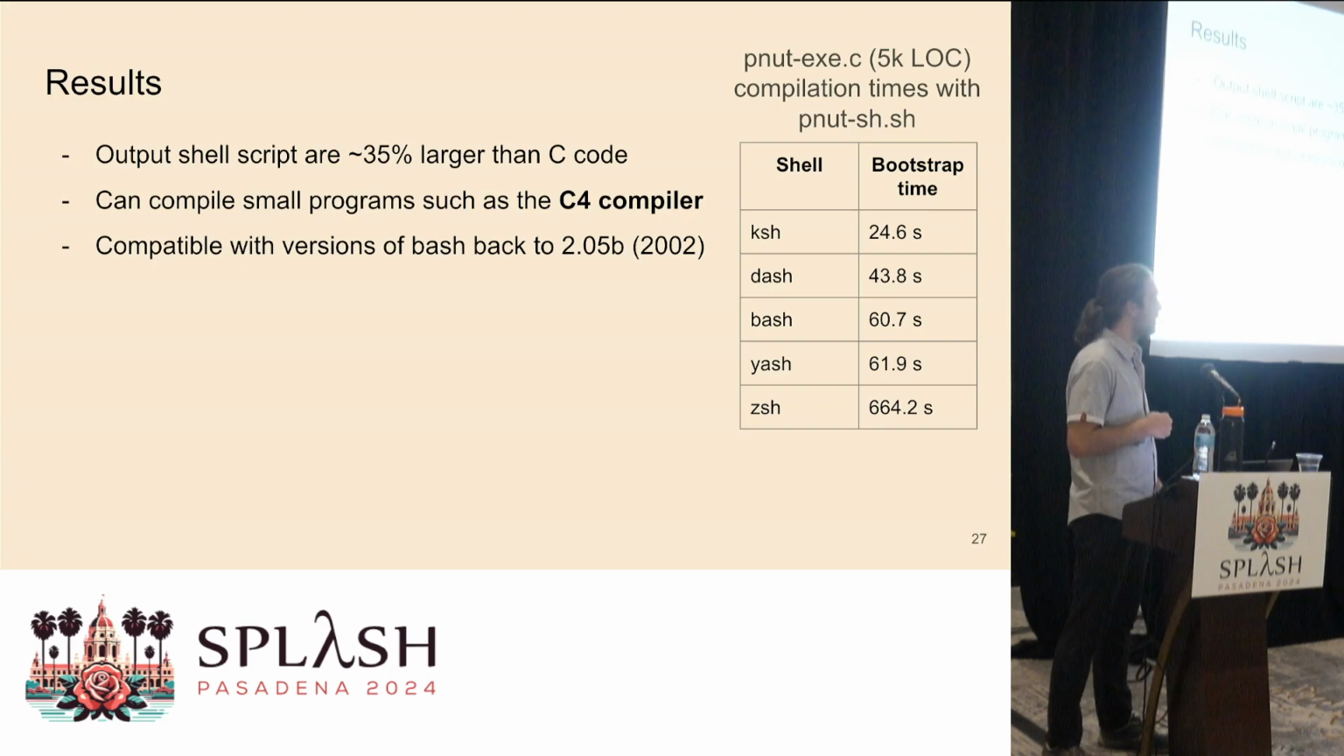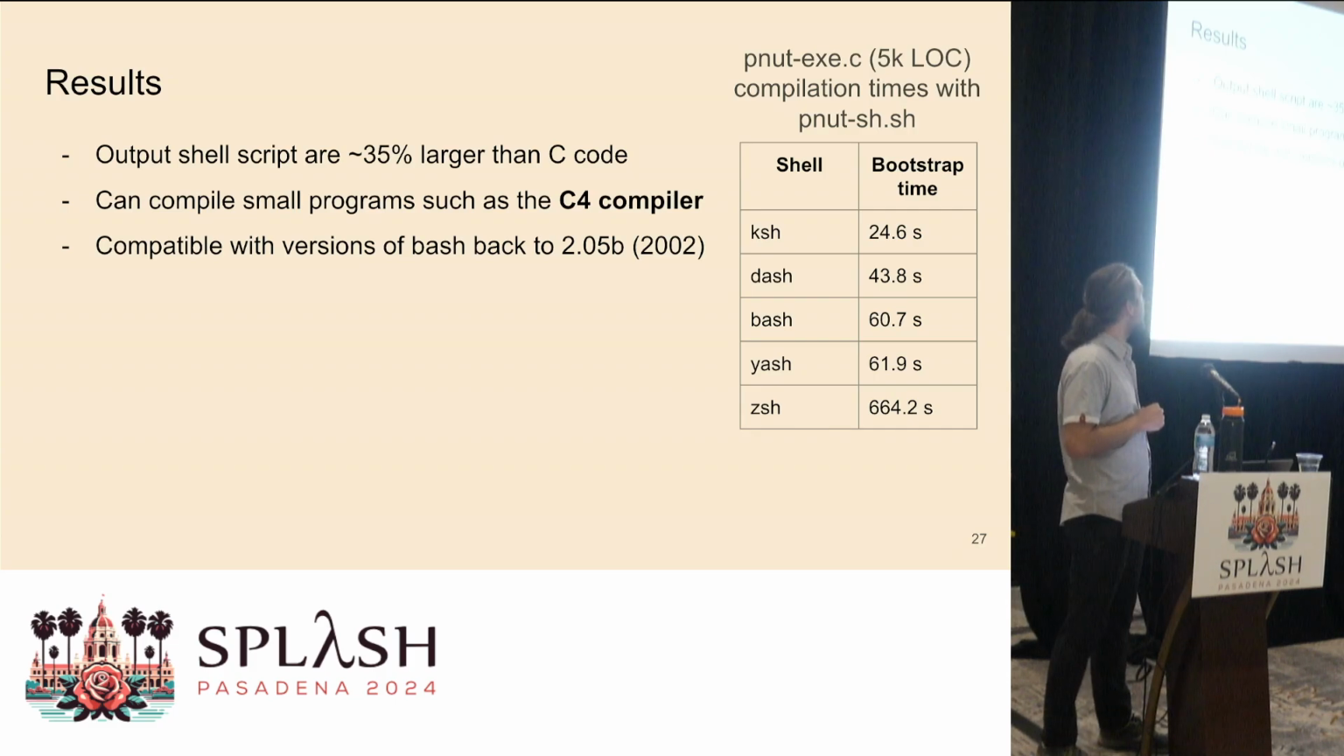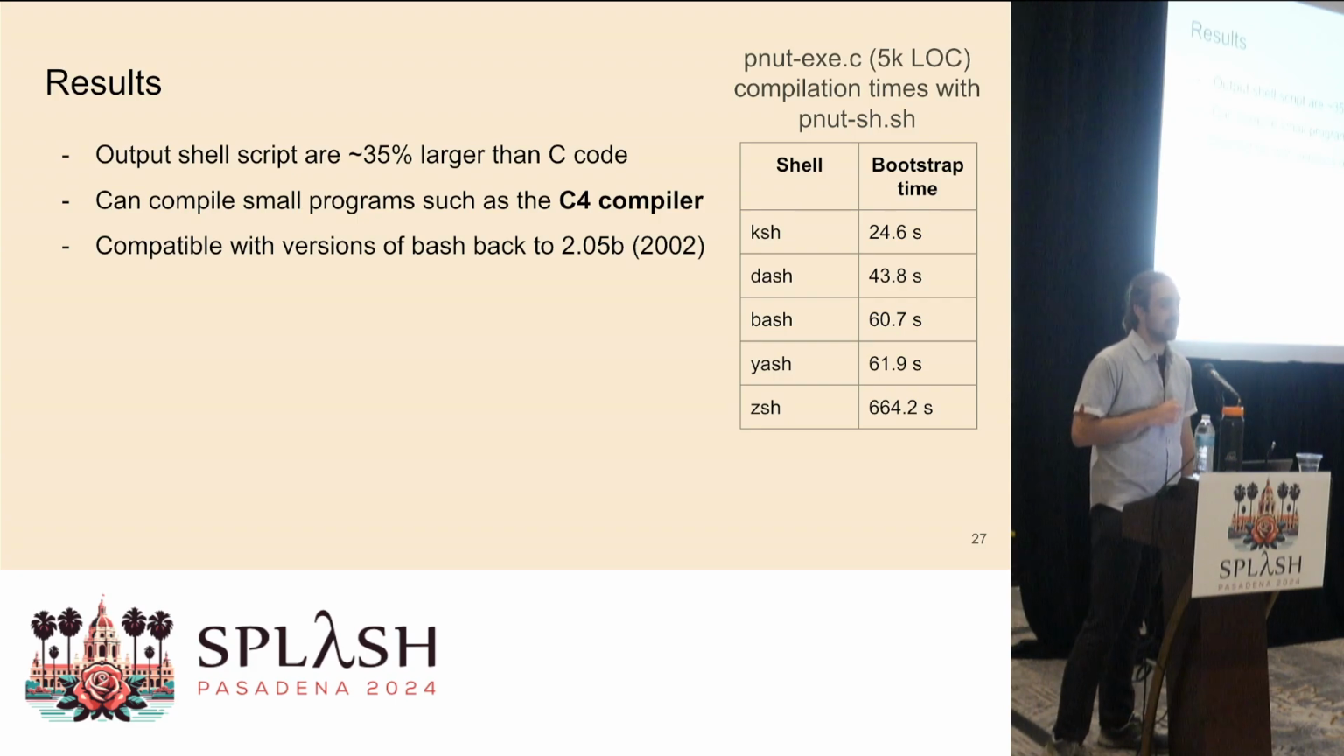Also, pnut shell can compile existing programs we haven't written. So it's proof that some C programs use the subset we're targeting, and the code we generate can work with a very old version of Bash. We can use the version 2.05b that comes from 2002.